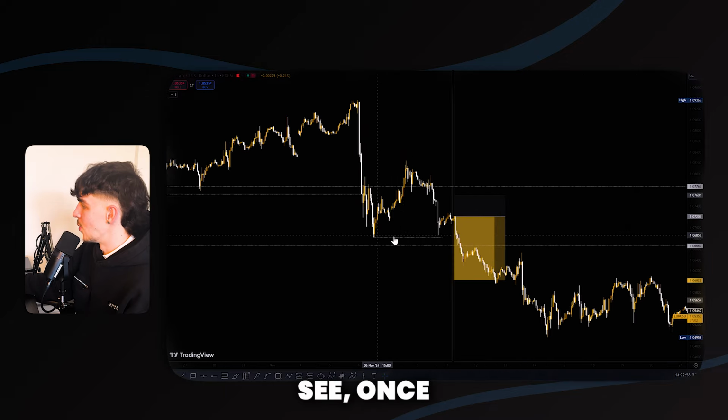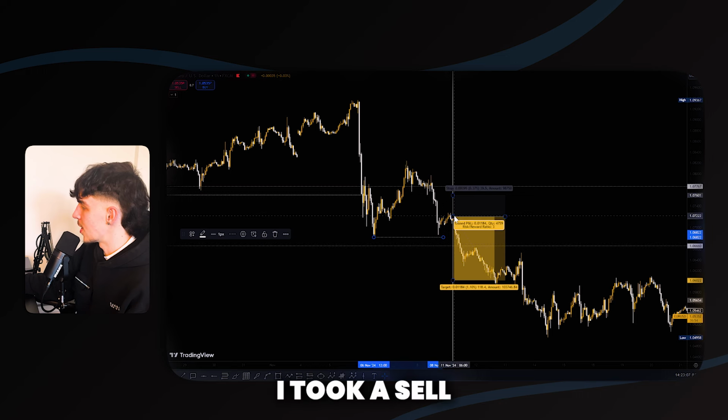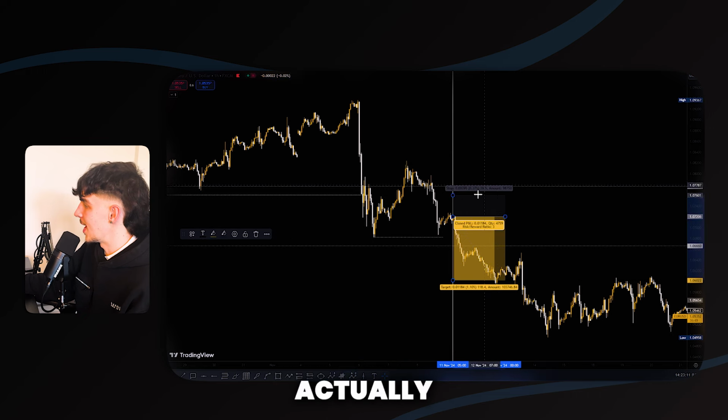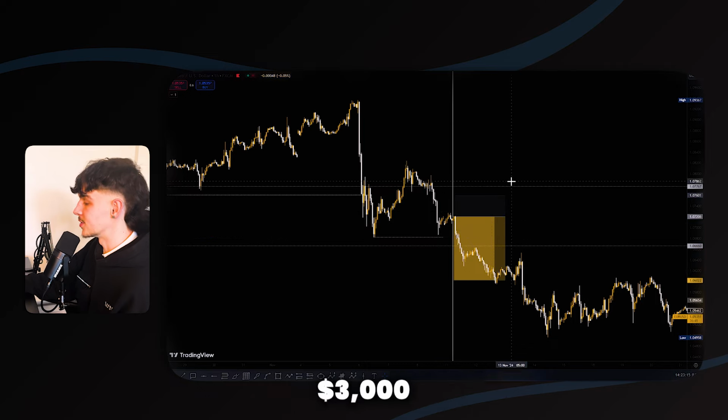And as you can see, once we had this low broken, this level broken, we just needed to swing this level. Market had a small impulse back up. I took a sell at around 5 a.m. and then the market went down and swung this low, and that actually got me my 1 to 3 risk to reward, which made me $3,000 in total.